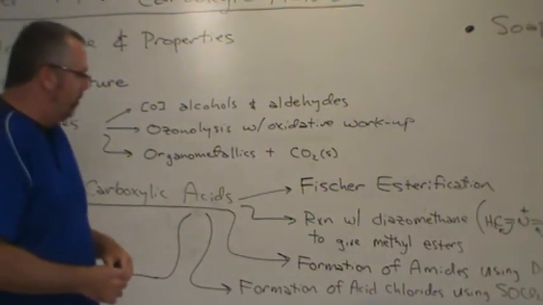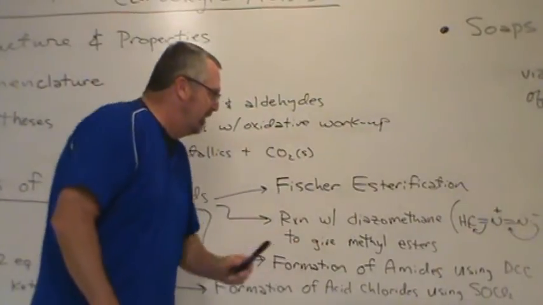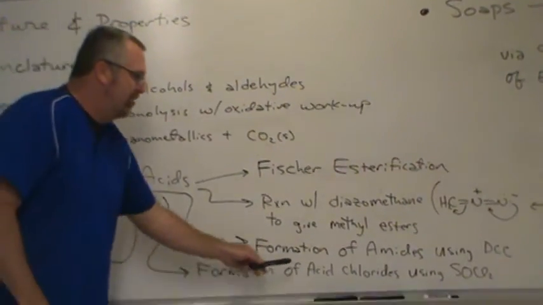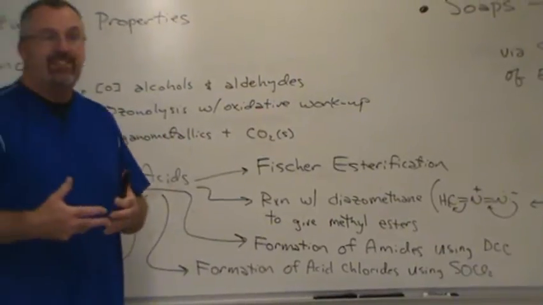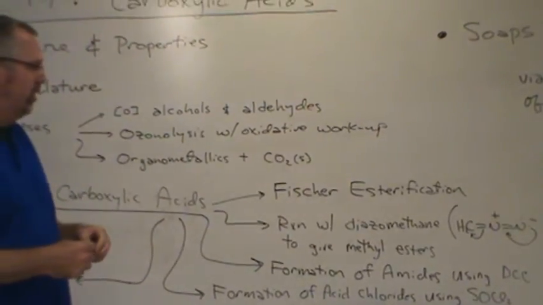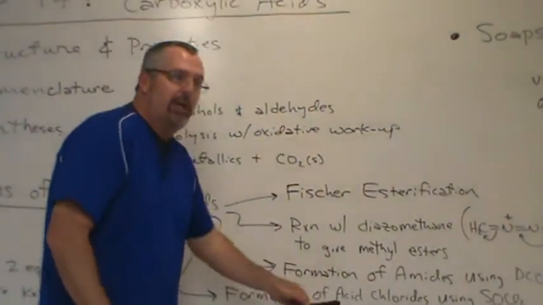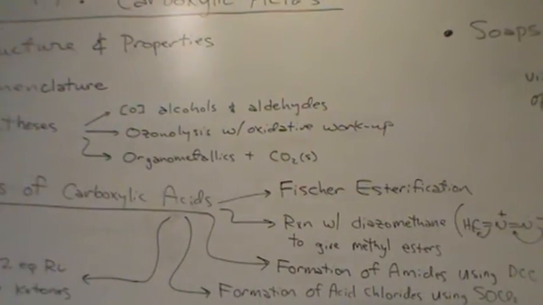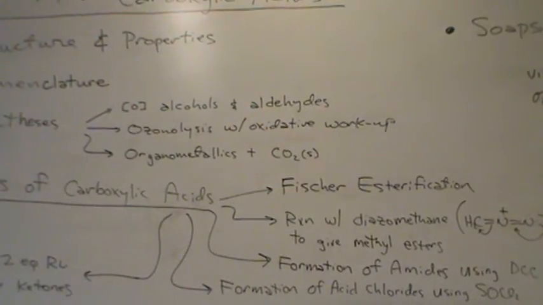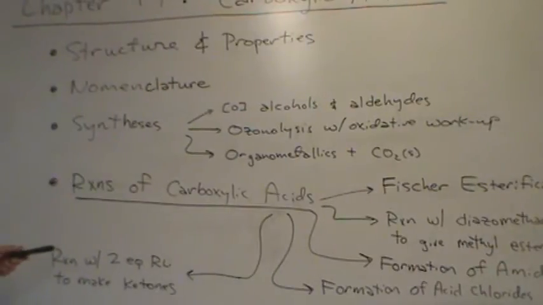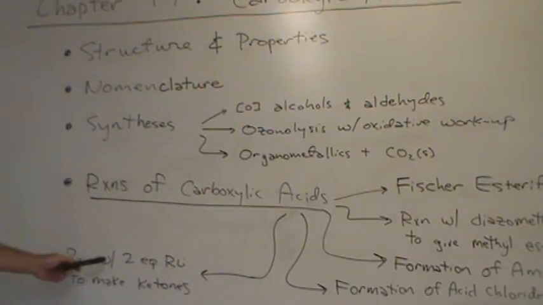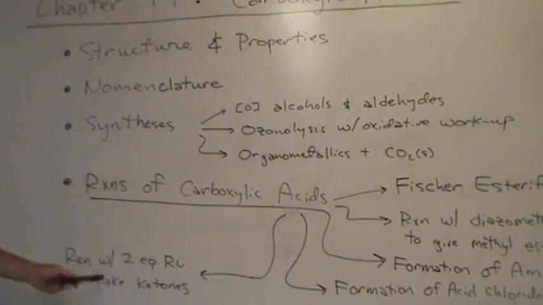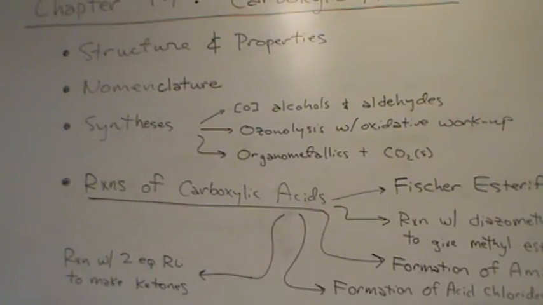We're going to talk about how to form amides from carboxylic acids, and even how to form acid chlorides, which you've already seen. If you remember Friedel-Crafts acylation reactions, they use acid chlorides, and now finally we're going to learn how to make them from carboxylic acids. And then we'll wrap up our study of the reactions of carboxylic acids by talking about a very unique one involving the reaction with two equivalents of an organolithium species in order to produce a ketone.